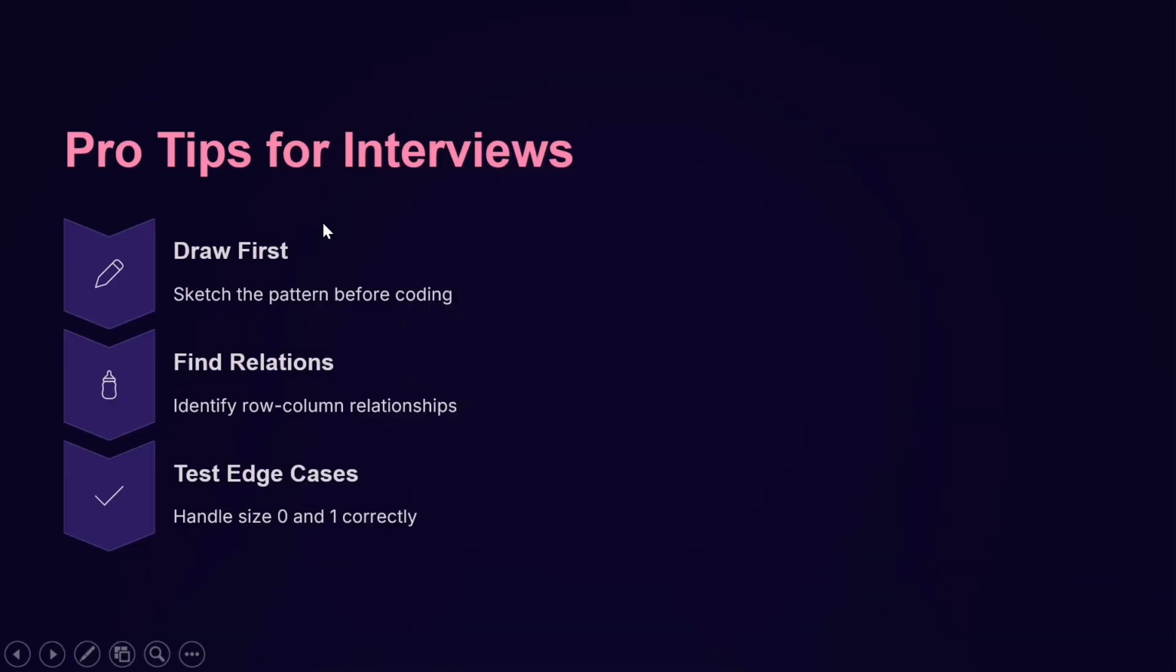So how to practice correctly? First, draw a sketch of the pattern you are going to draw. Then find the relation of how rows and columns will work and how they are interrelated, and also test the edge cases, like whether the loop will start from 0 or from 1. So make sure that it works perfectly.